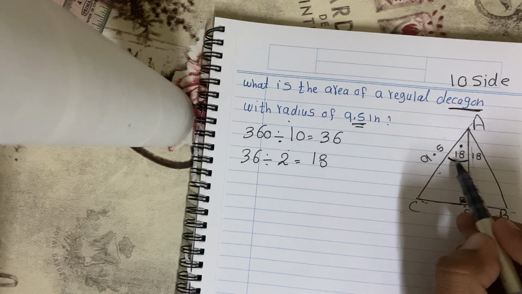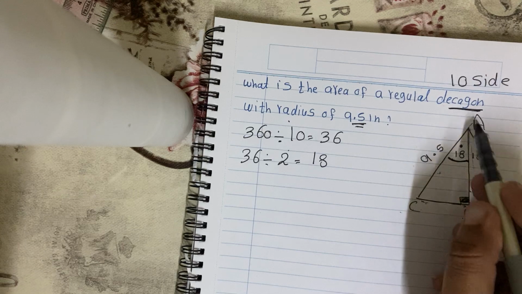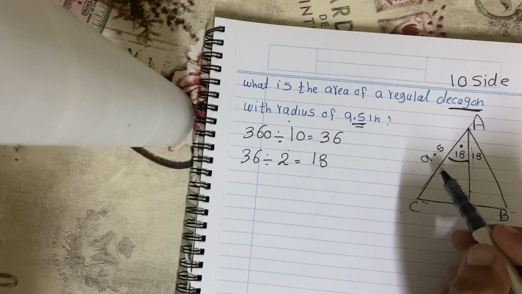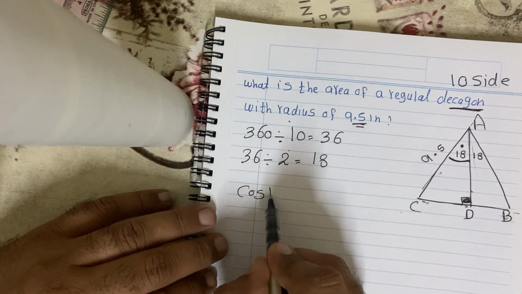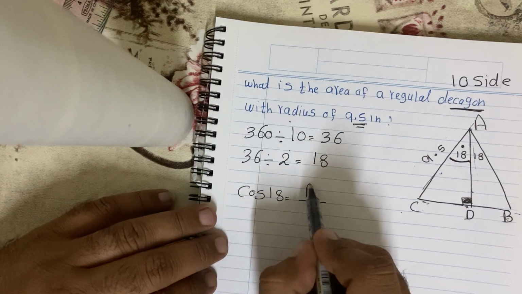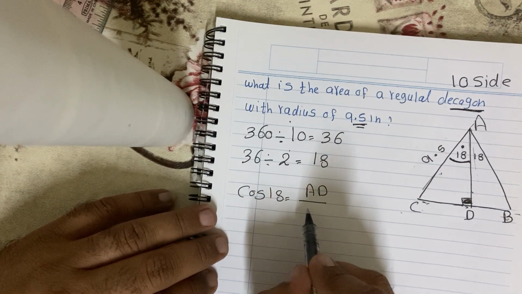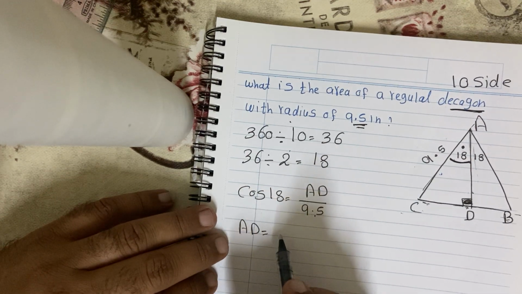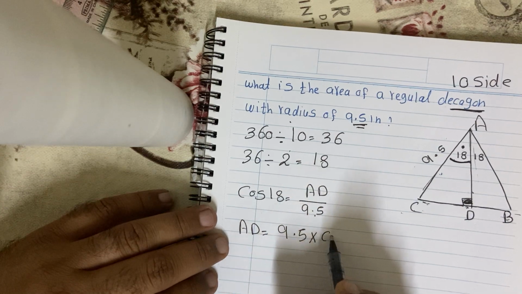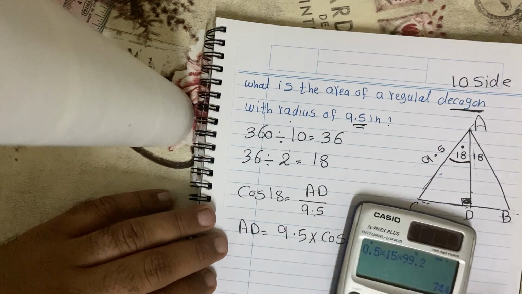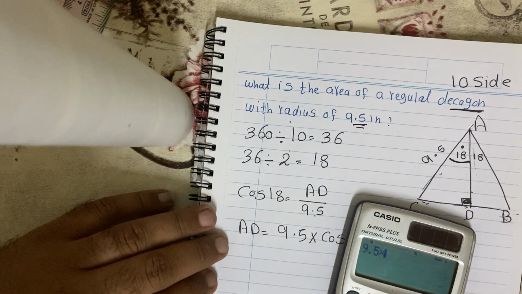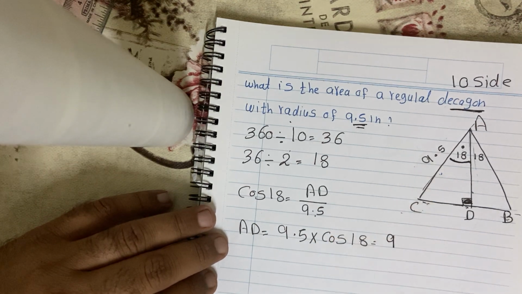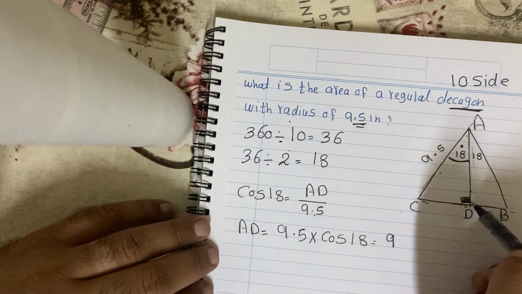The apothem is adjacent to this angle, and I have the hypotenuse. Adjacent over hypotenuse is cosine. So cosine 18 equals adjacent, which is AD, over hypotenuse, which is 9.5. So AD equals 9.5 times cosine 18, which is approximately 9. Now we have the apothem.